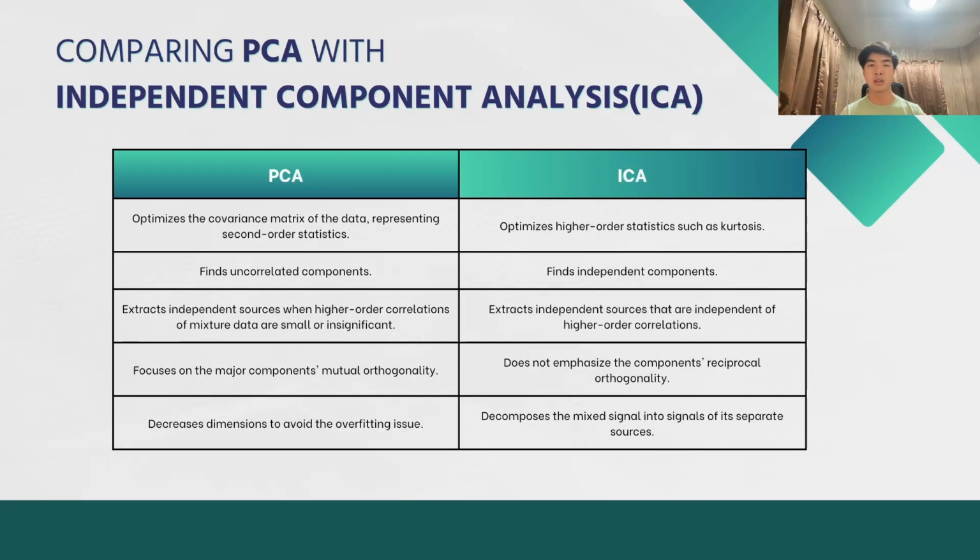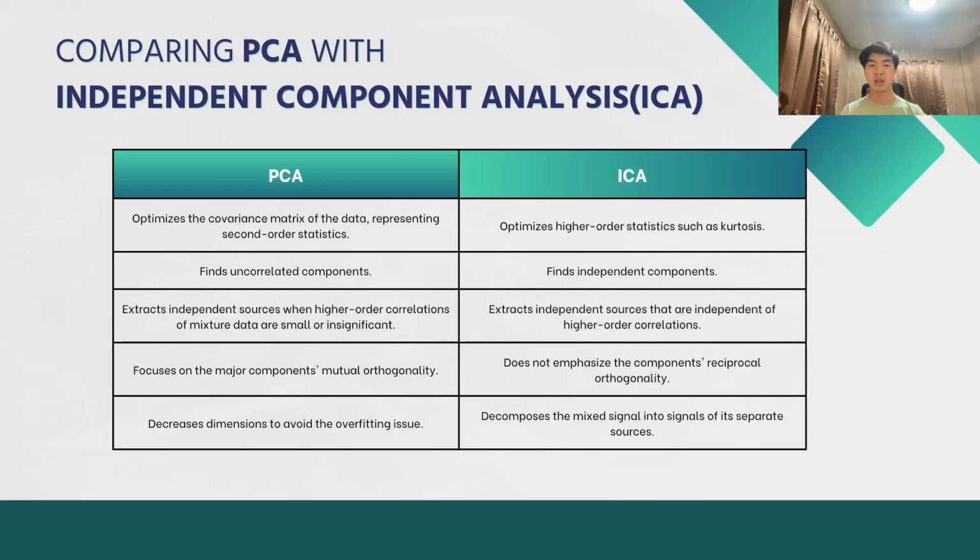Next, I'll compare PCA with independent component analysis, or ICA. So PCA optimizes the covariance matrix of the data representing second-order statistics, while ICA optimizes higher-order statistics such as kurtosis. PCA finds uncorrelated components, which are the principal components, while ICA finds independent components. PCA extracts independent sources when higher-order correlations of mixture data are small or insignificant, while ICA extracts independent sources that are independent of higher-order correlations.